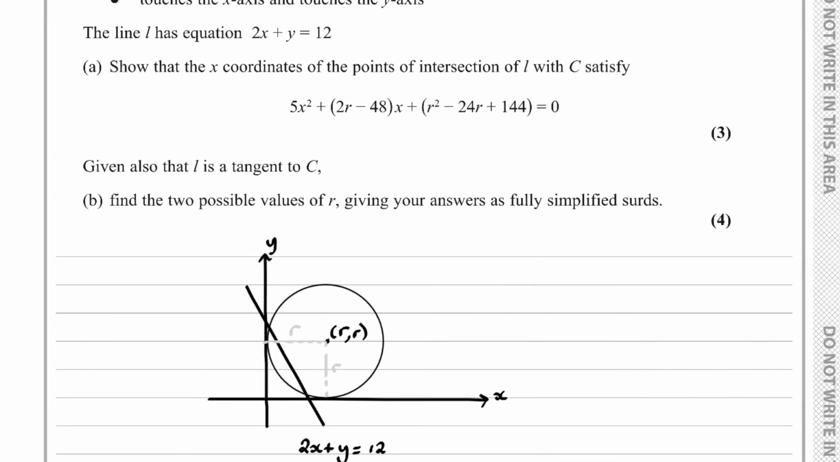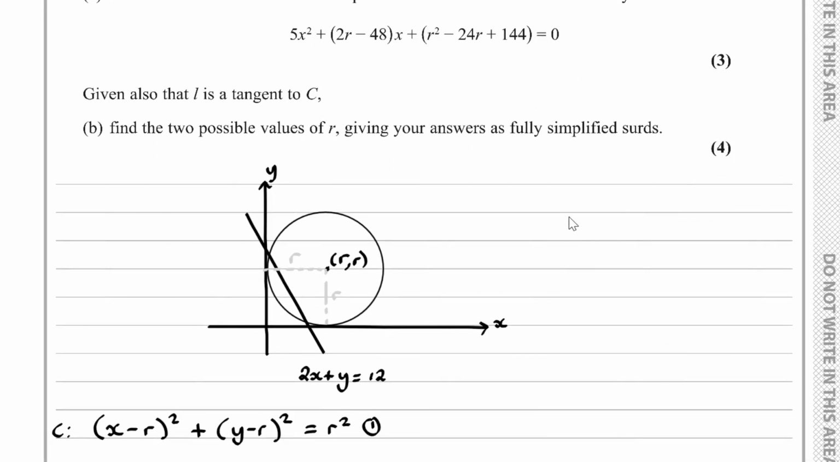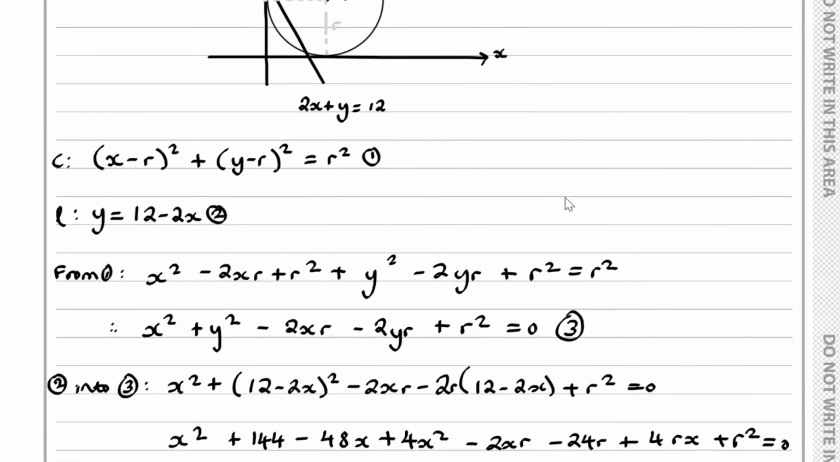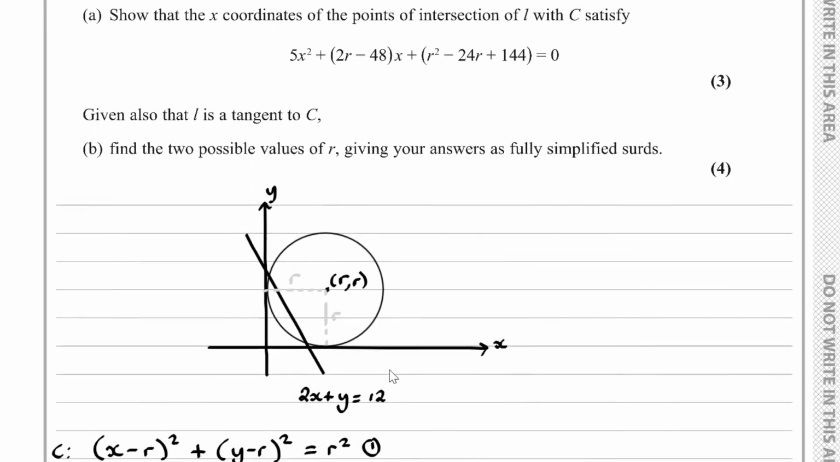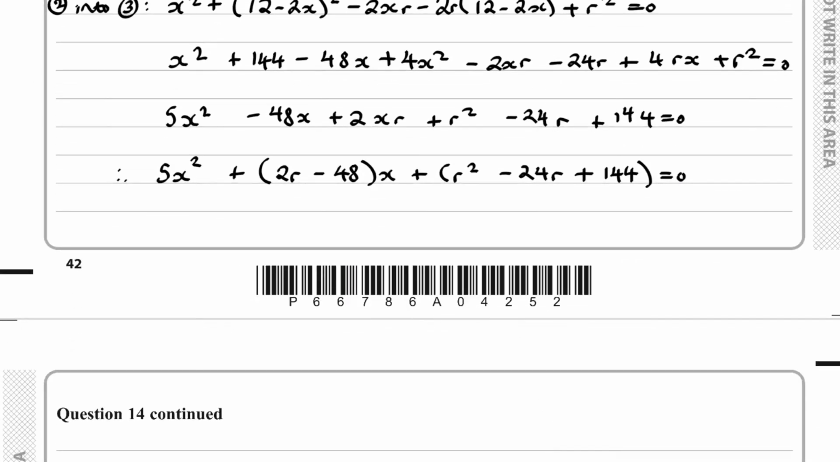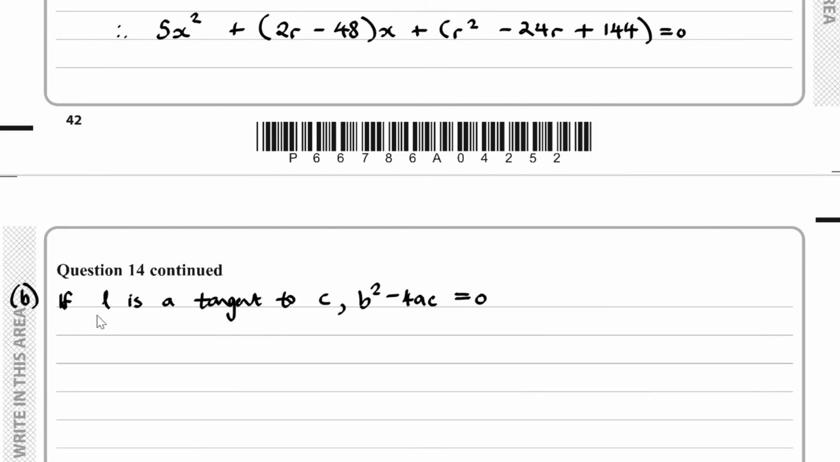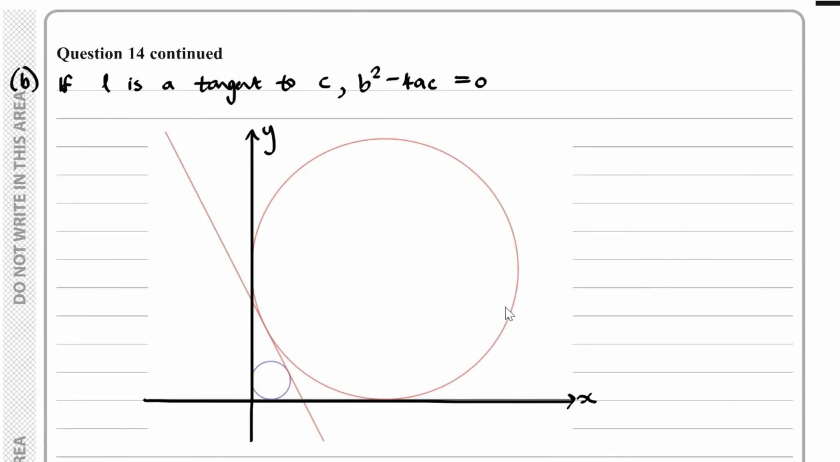And now for part B of the question, given also that L is a tangent to C, we have to find the two possible values of r, giving the answers as fully simplified surds. Well, because we've got L which is a tangent to C, what we can say from here is the following. If L is a tangent to C, b squared minus 4ac is equal to 0, so the discriminant is equal to 0. And I think at this point it will also help to draw a diagram to help illustrate what this question is requiring us to do.